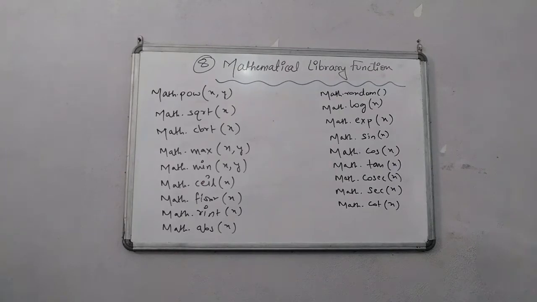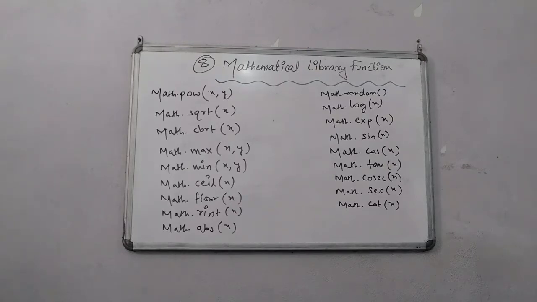Next you can see math.sqrt, square root. Whenever you need to find the square root of a number, like the square root of 4, that is 2 into 2, only a single value is required as the argument. Math.cbrt, that is cube root. Math.max gives the greater number out of two numbers, x, y. Math.min gives the smaller number out of two numbers, x, y.